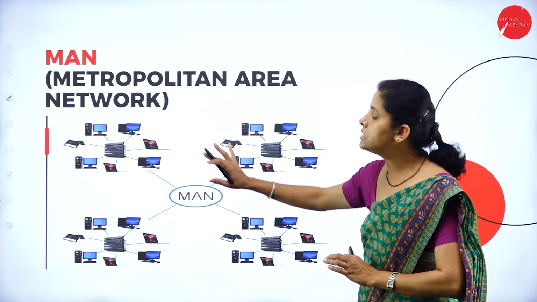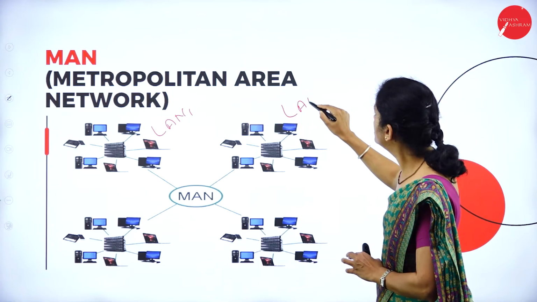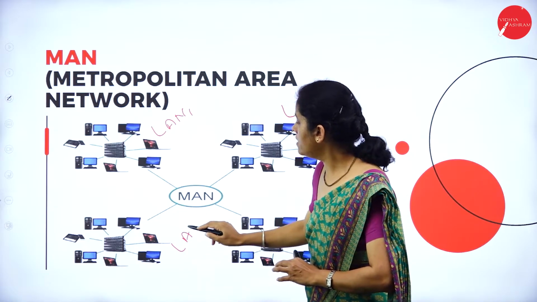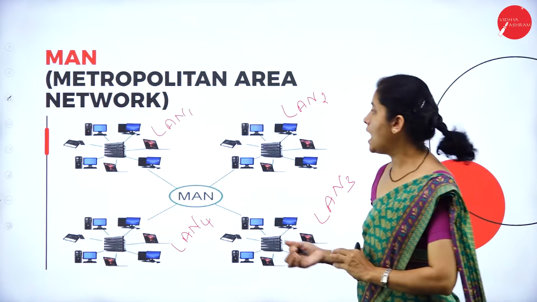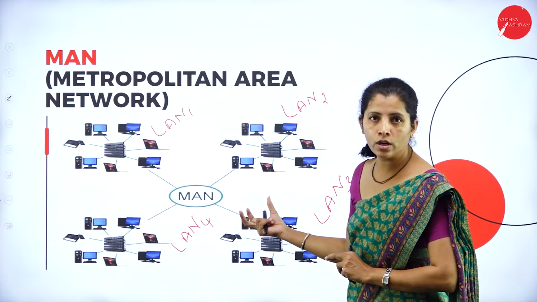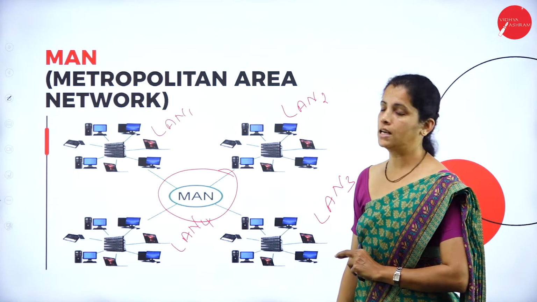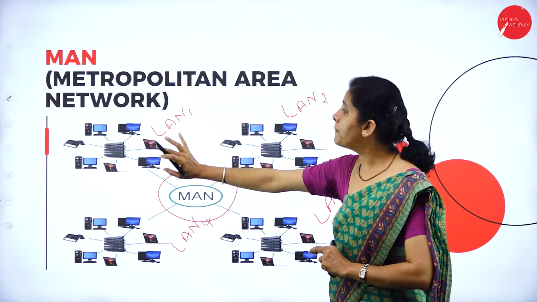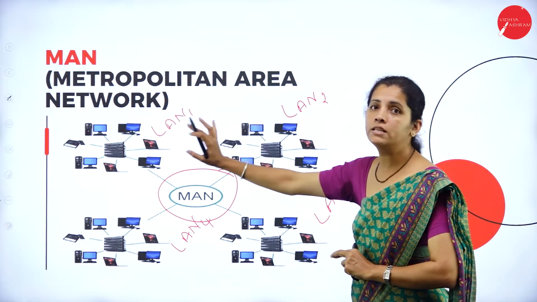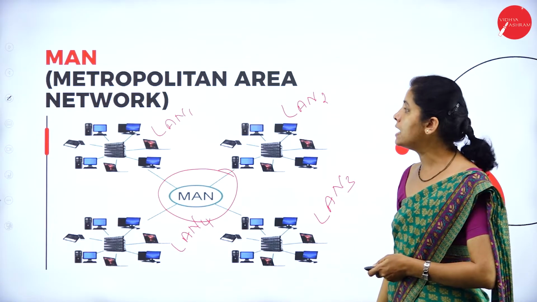Now, dear student, see this example. Okay, I have LAN 1, LAN 2, LAN 3 and LAN 4. Now, these four LANs want to communicate with each other. And how are they going to communicate? Only through the MAN, that is the metropolitan area network. And all these LANs are present in different cities. Okay, now four cities want to connect and communicate. For that, I'm going to have the metropolitan area network.